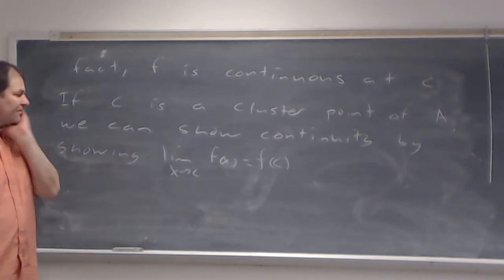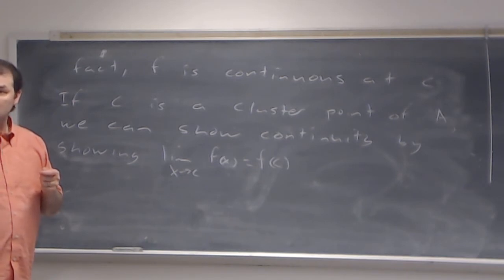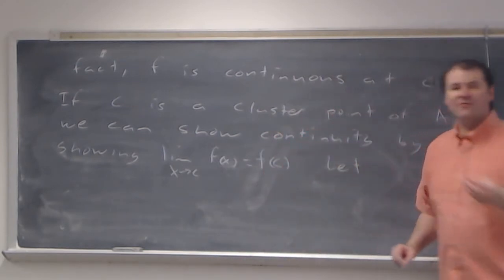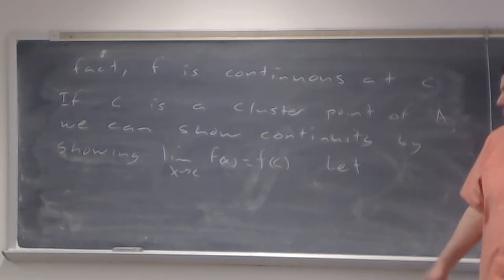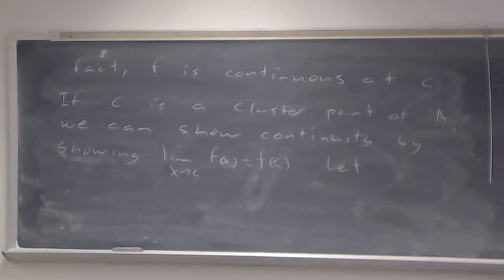Well, how can I show the limit of a function is equal to a number? One way I can do that is through the sequential criteria for function limits. What was the sequential criteria? The limit as x goes to c of f of x equals L if and only if every sequence in A, the domain of the function, that converges to c, none of whose terms is c, has the property that f of that sequence converges to L.